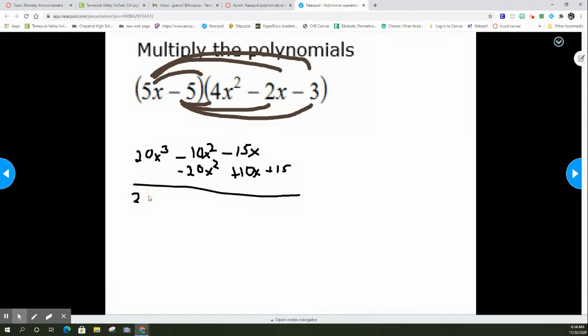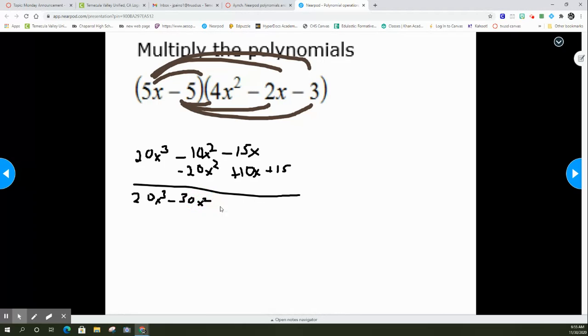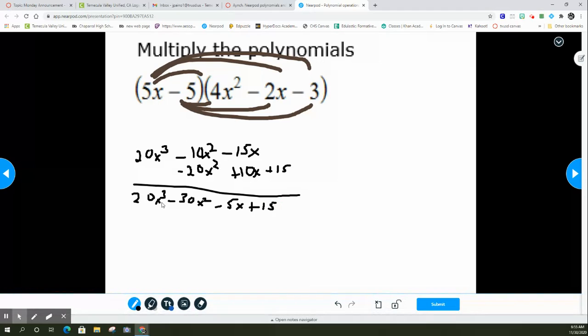All right, so I get 20x cubed minus 30x squared minus 5x plus 15. All right, so I double distribute and then combine like terms. I have this cubic polynomial, 20x cubed minus 30x squared minus 5x plus 15.